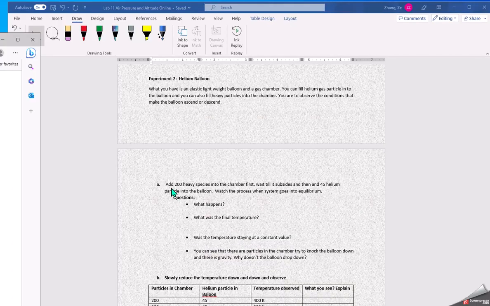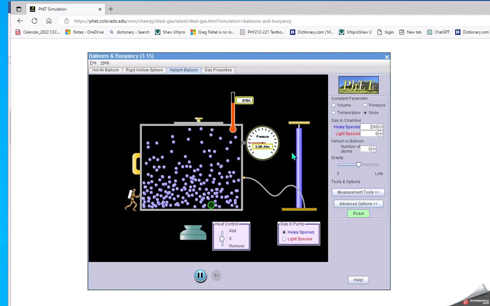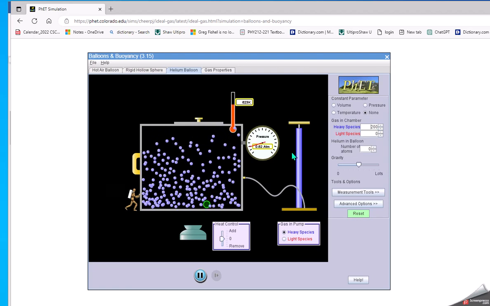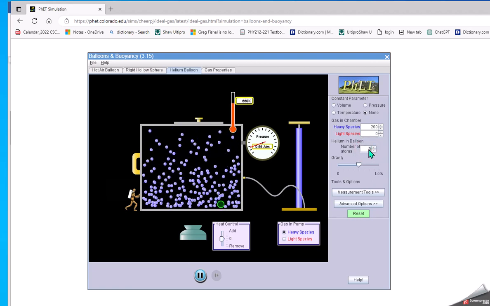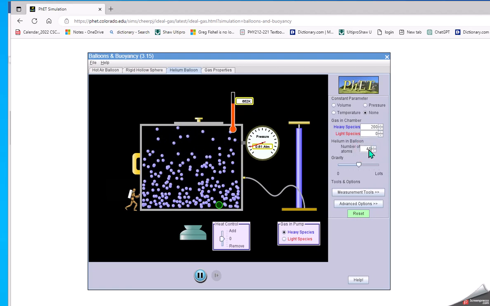In particular, add 200 heavy species into the chamber first, and wait until it subsides, and then add 45 helium particles in the balloon. Watch the process, and watch the process when the balloon goes to equilibrium. All right, and the question is what happens, what's the final temperature, and so on. So first 200 into this, but you should wait until it's balanced, and then add over here 45 helium atoms. Okay, and I just tried to come up with it.